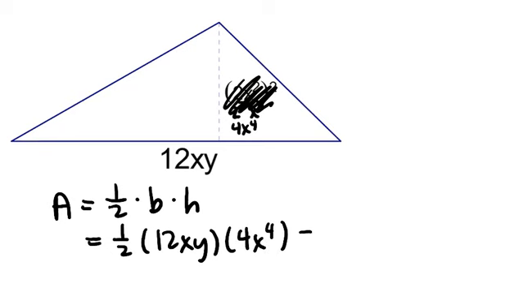Okay, so I'm going to deal with the numbers first. Half of 12 is 6. 6 times 4 is 24. Then the x's, I've got 1x and 4x is 5x's. And just one y. Okay, so that's the area. It's 24x to the 5th multiplied by y.